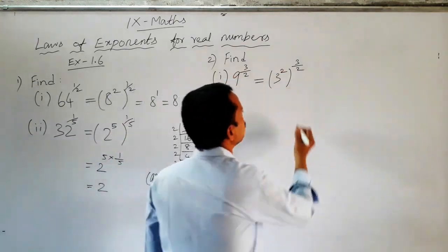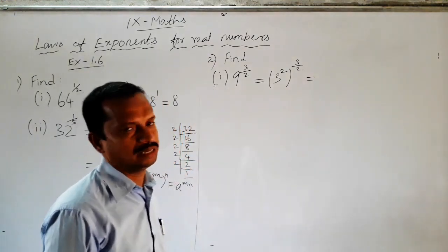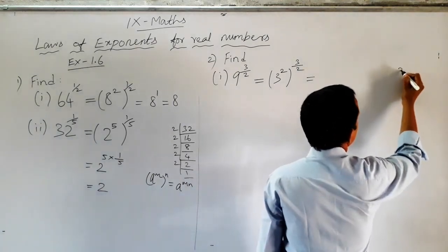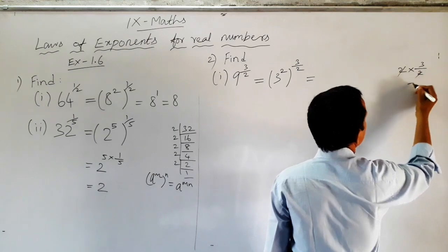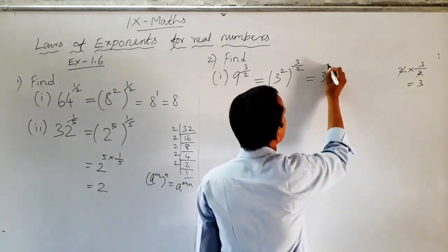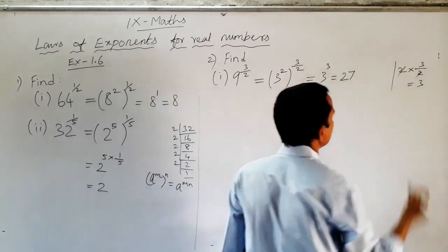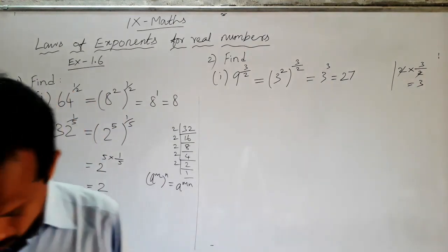The power is the same. And now power to the power. So if you multiply 2 into 3 by 2, what do you get? In rough form we can do 2 into 3 by 2. What do you get? 3 only. So this is nothing but 3 cube, which is equal to 27. That you know, 3 into 3 into 3 is 27. So like that you have to do this.